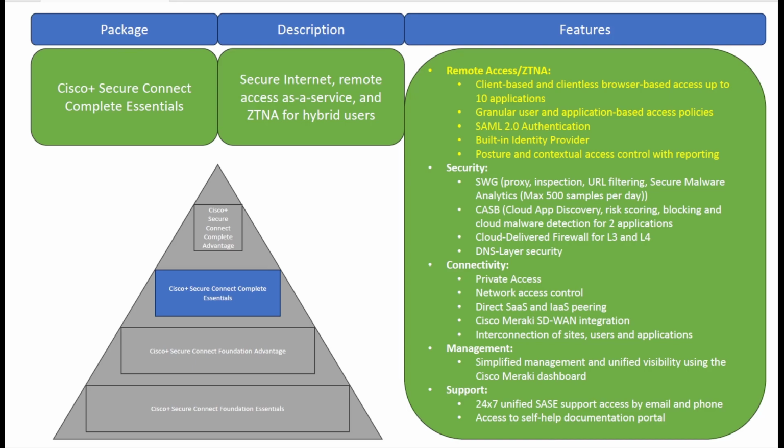This particular package is really useful for organizations that may be allowing access to applications, whether that be internally using a client such as Secure Client, or without a client, so clientless access to applications as well. And this is going to allow us to protect up to 10 applications, and we can provide that granular user and application-based access policy to control who's accessing which application and what controls are applied around that. And then we can support SAML 2.0 authentication, and we can also act as an identity provider, or IDP, as well. On top of that, we can also posture and allow for contextual access control with reporting as well.